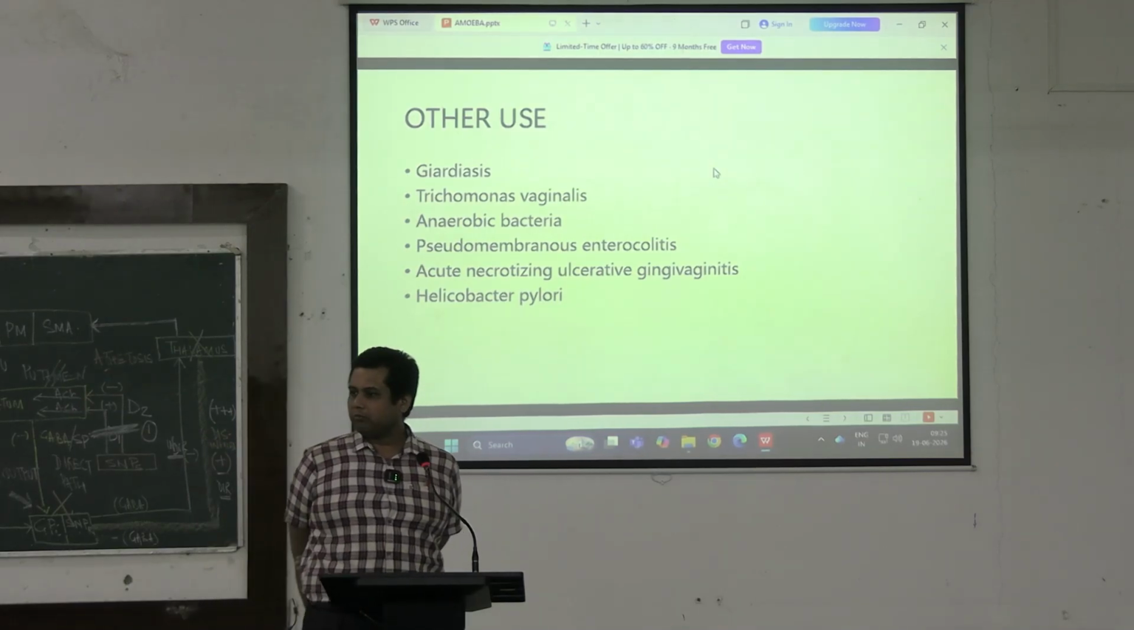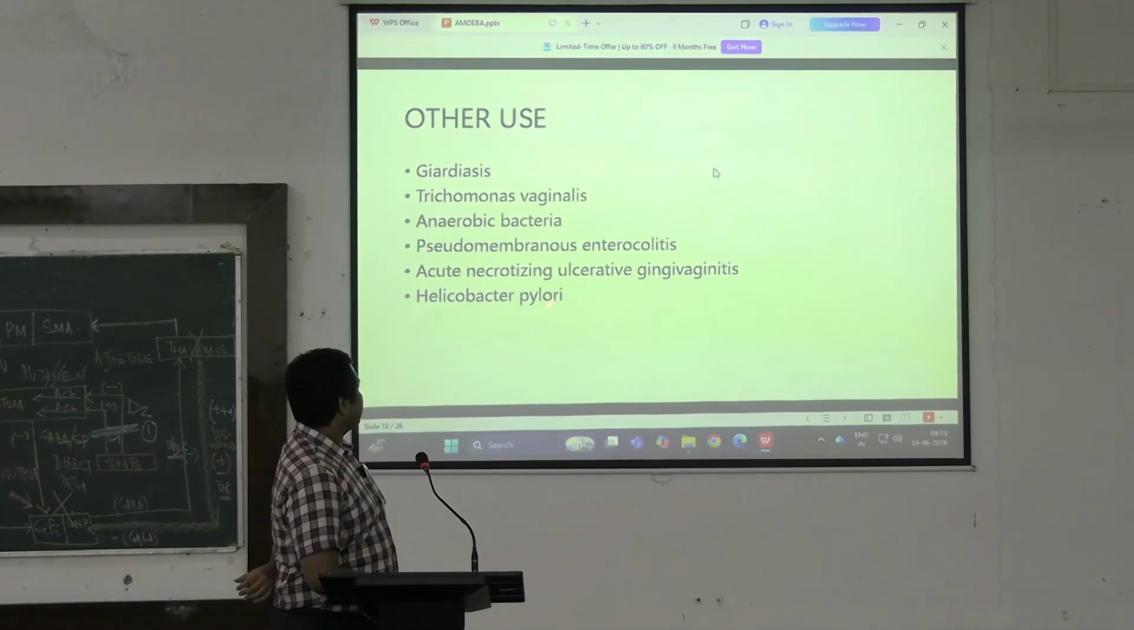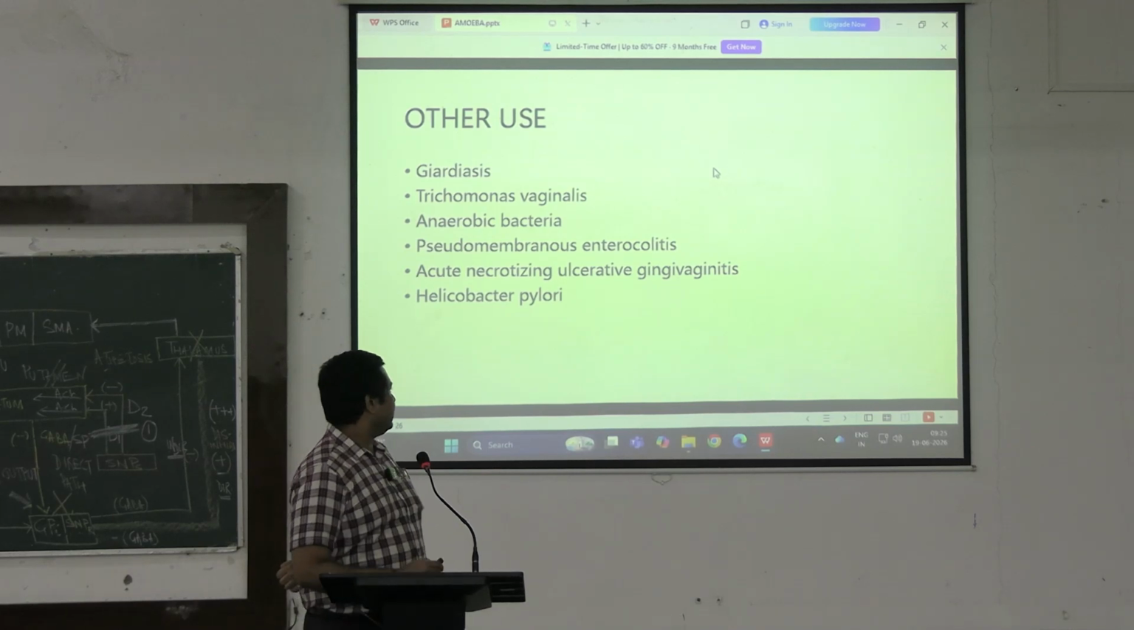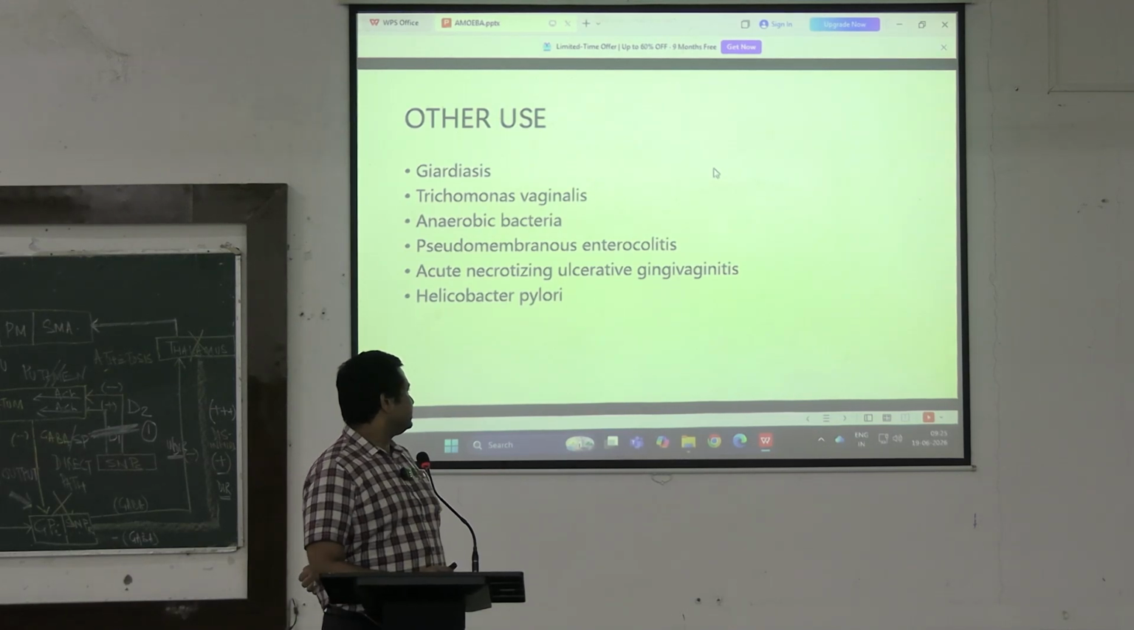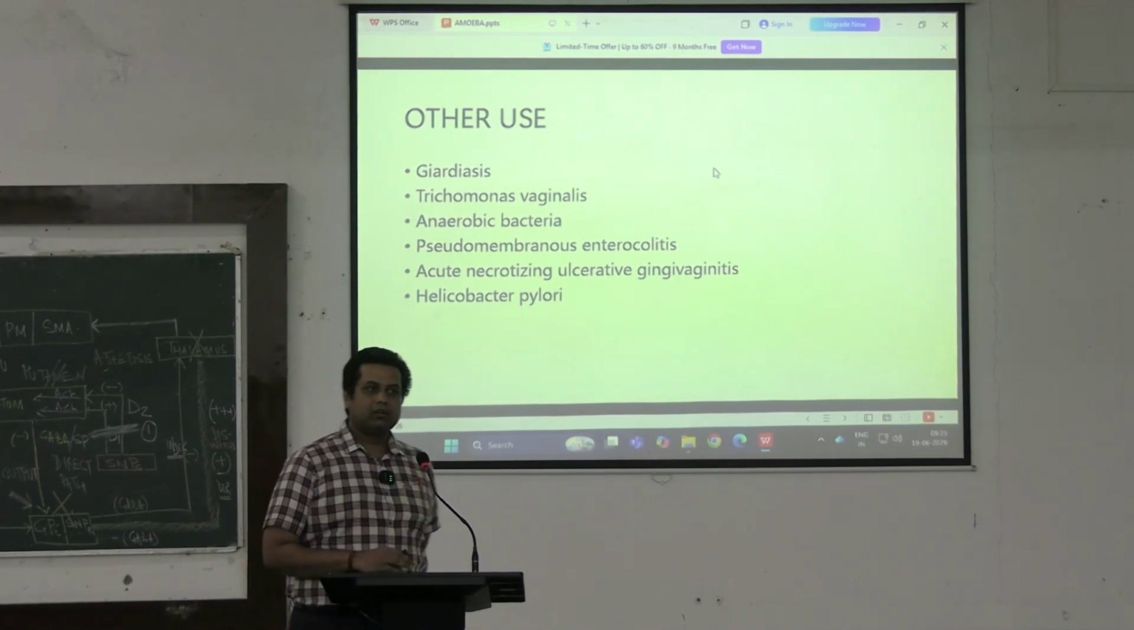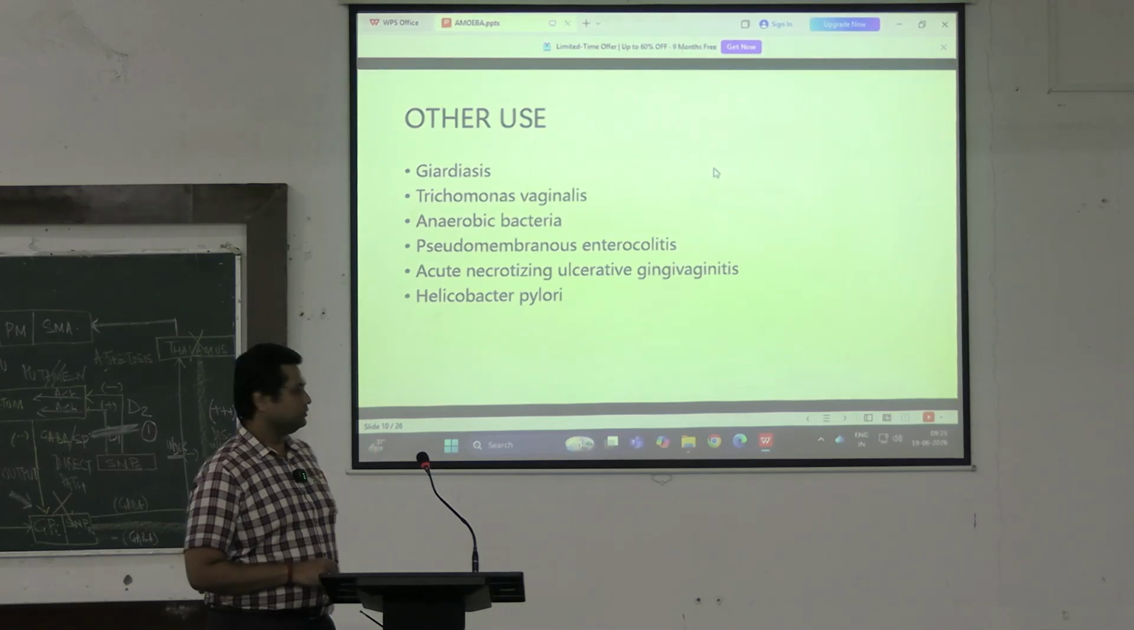Acute necrotizing ulcerative gingivitis, all are caused by anaerobic organisms.